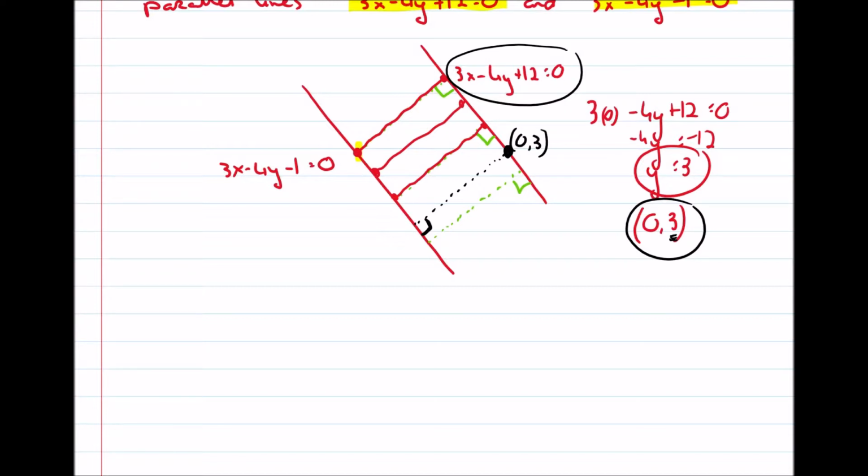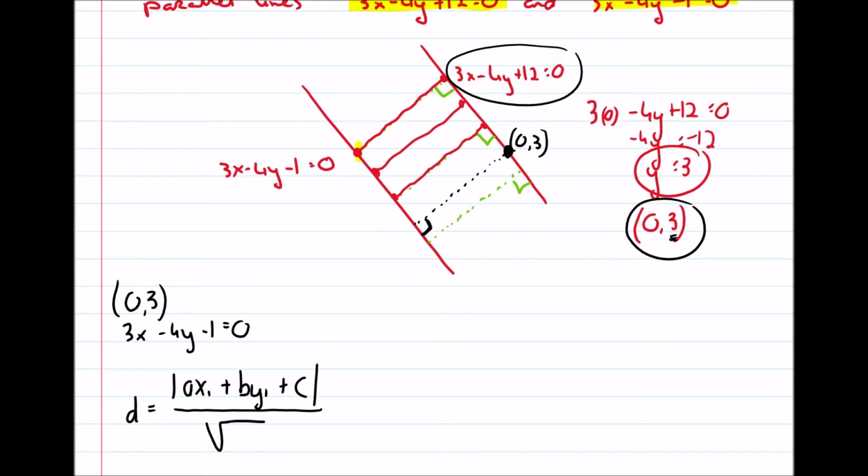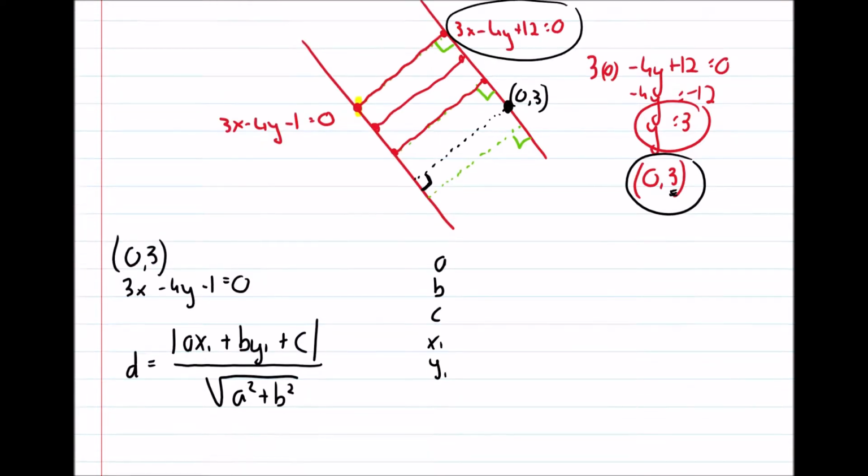So once I have my point, there it is, (0, 3). I have my line now, 3x minus 4y minus 4 equals 0. I get the distance from that point to that line using this formula. D equals the modulus of ax1 plus by1 plus c over the square root of a squared plus b squared. What I do is I label out my a, my b, my c, my x1 and my y1.